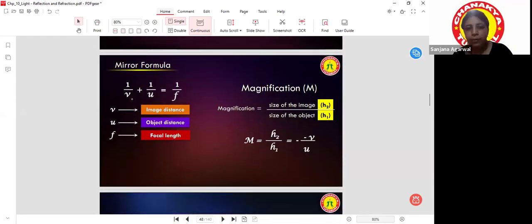Children, this is the mirror formula which says 1/v + 1/u = 1/f, where v is the image distance, u is the object distance, and f is the focal length of the mirror. To find the magnification, meaning whether the size of the image has reduced or increased, it is given by h2/h1, or in a few books h'/h, or hi/ho, any alphabet you can use. It is always equal to minus v/u. Children, please note that this is a straight line only, and there is a single negative sign with v.